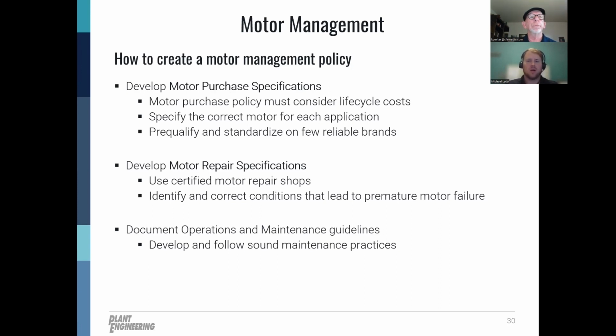So I'm always going to recommend using some type of third-party accreditation shop or certified repair shop. We'll go into that just a few slides from now. But if you are using the certified shop, they should be able to help you create your repair specifications. And if you bring it up to them and they're not interested, you might consider going to a different shop or looking at a different customer.